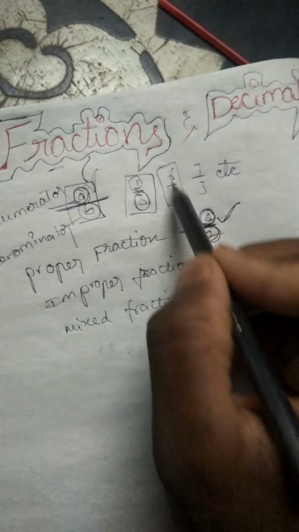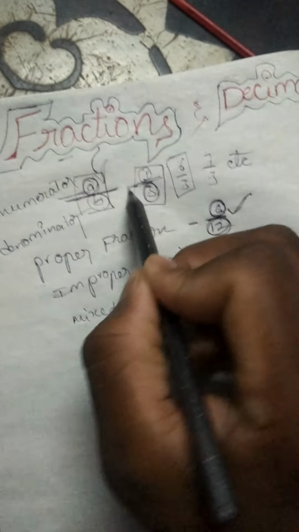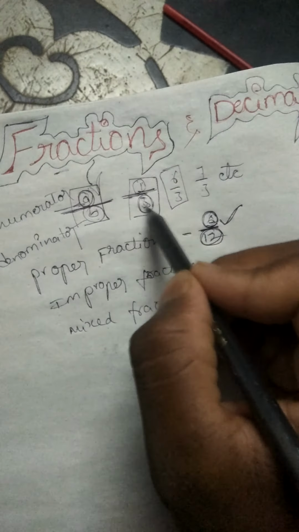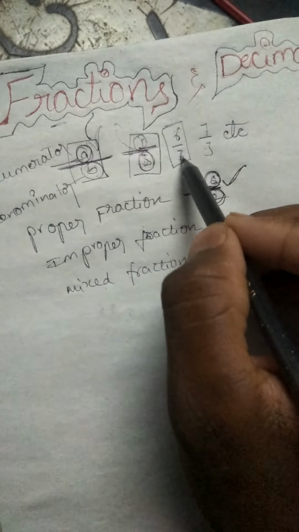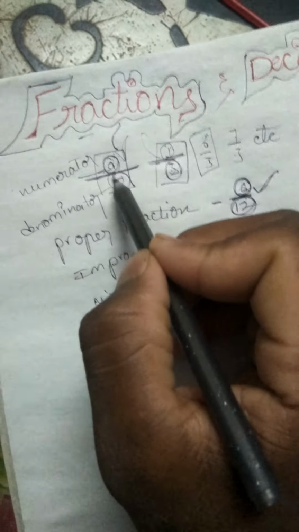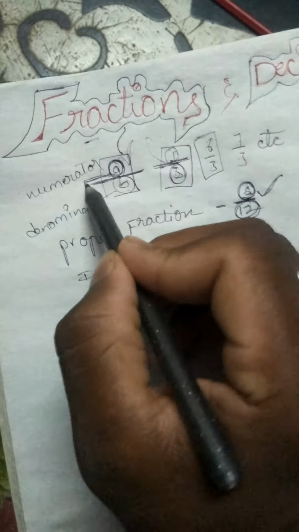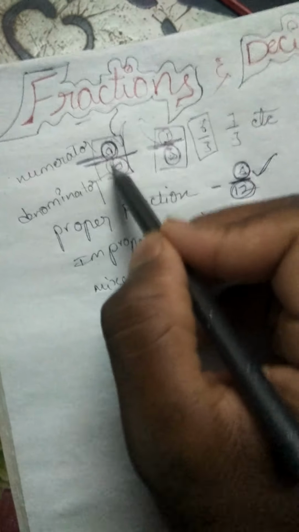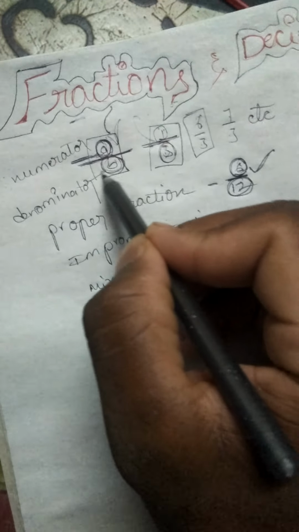Example 1/3, 6/3, 7/3. Here 1/3 is in the form of a by b form, so it is called as fraction. Here 6/3 is also in the form of a by b form, so it is also called as fraction. Now comes to the fraction, the number which is above the line, it is called as numerator. The number which is below the line, that means below the division, this is called as denominator.